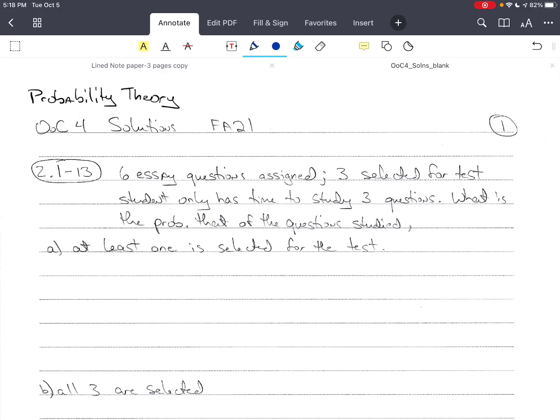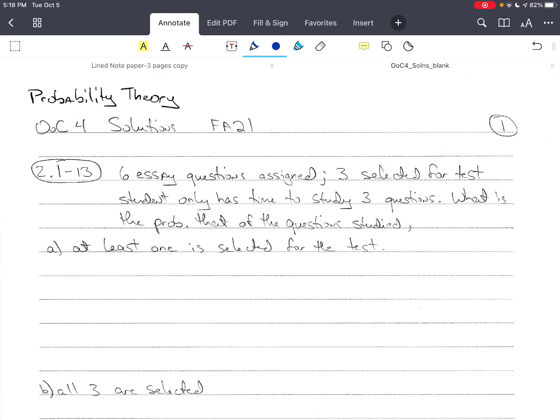I'm Mark Ledbetter. I'm going to go over the solutions for the fourth out-of-class exercise set assigned. And again, these numbers correspond to the ninth edition of the book by Hogg, Tanis, and Zimmerman, Probability and Statistical Inference. So we're going to have 6 essay questions that have been assigned by a professor.